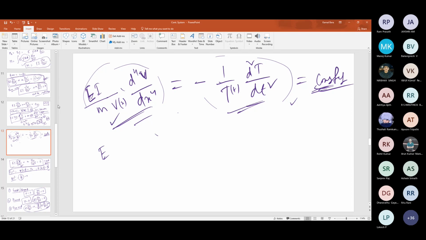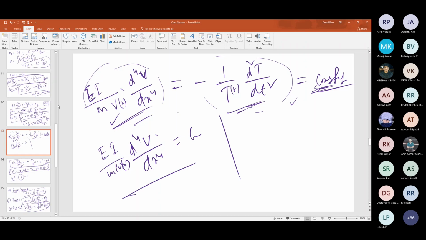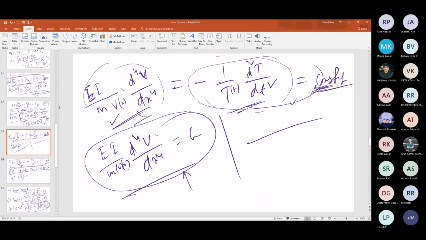That will be EI by M d4V by dx4 is equal to some constant, and then this equals to some constant. This one part and this equals to this one part. So we'll solve this problem and this will lead to our eigenvalue problem also. We'll discuss this thing tomorrow.